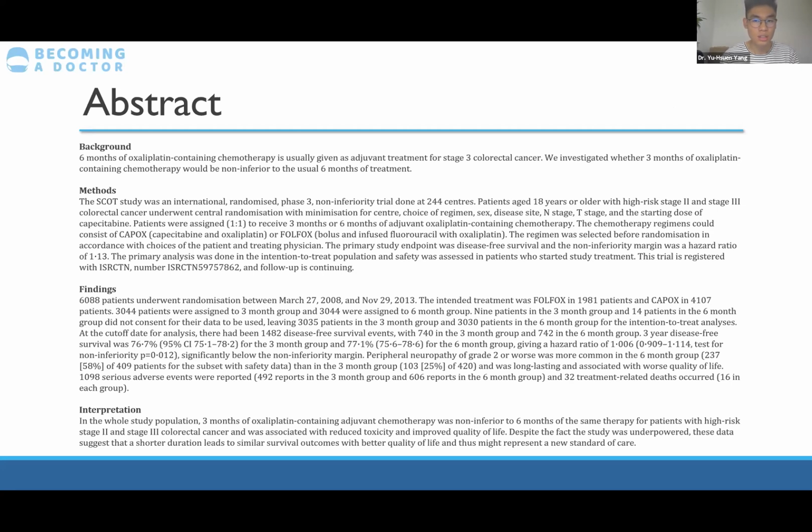Sorry, I haven't actually read it completely. I think it's unlikely to be blinded just because one has 3 months and one has 6 months. So it's not blinded at all. Yeah, I think it would be quite difficult to blind the investigator in the study, so whoever's looking at the study, it'd be difficult to blind the person who's collecting the data or administering the treatment.